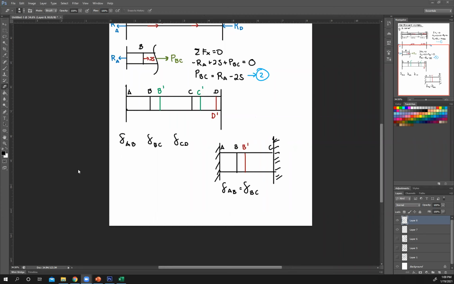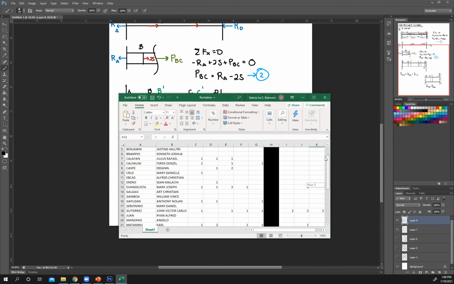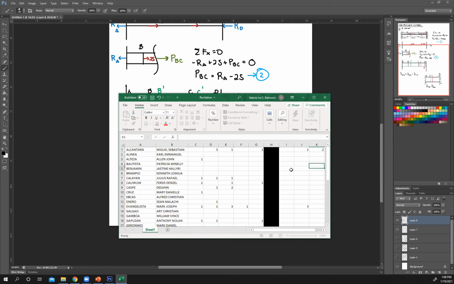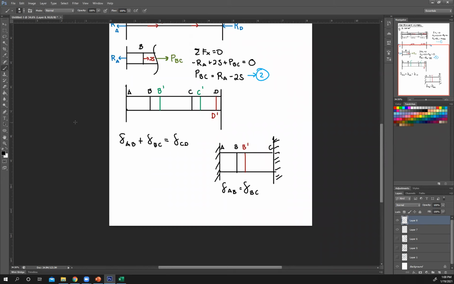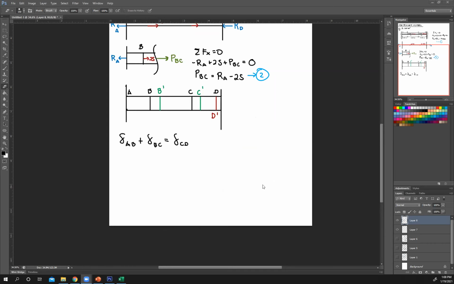Okay, very good, Miguel. It's AB plus BC equals CD. Correct. Why? If your bar is restricted on both ends, the amount it elongates should equal the amount it compresses for it to remain the same length. So AB and BC are in elongation, so AB plus BC would equal the compression of your last segment CD. So now this is my working equation. Very good, Miguel.